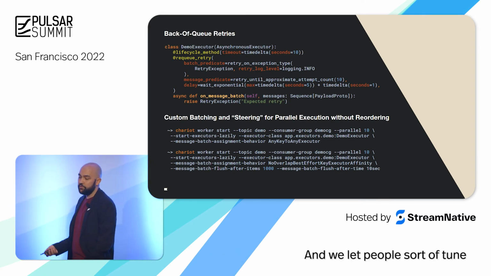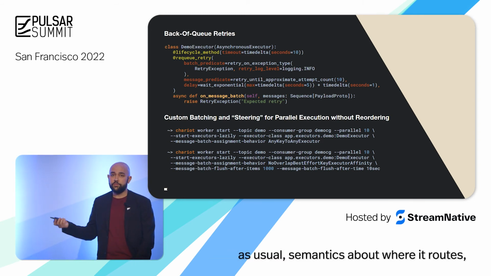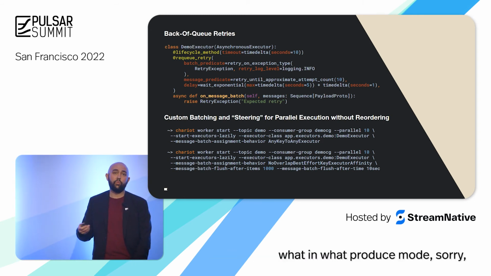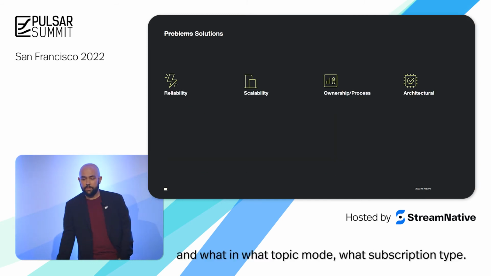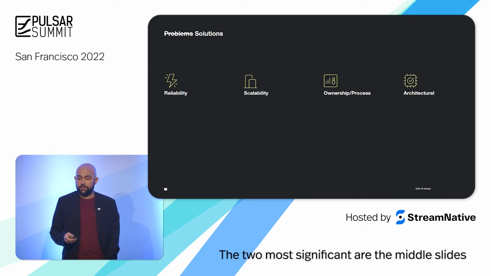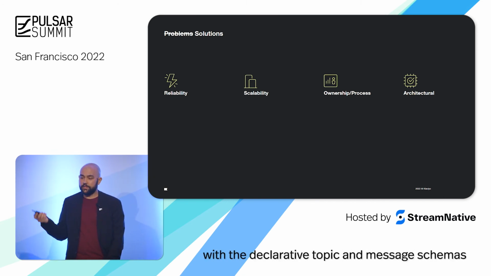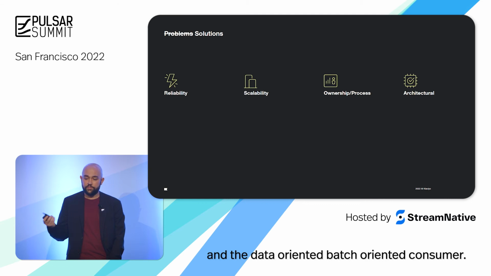And we let people tune that and massage it around, and it's all behind a consumer that obeys Pulsar's usual semantics about where it routes what in what topic mode, what subscription type. Those are just some of the highlights. Again, there's a ton more to do with that framework. The two most significant are the middle slides with the declarative topic and message schemas and importing those schemas to publish and consume, and the data-oriented, batch-oriented consumer APIs.